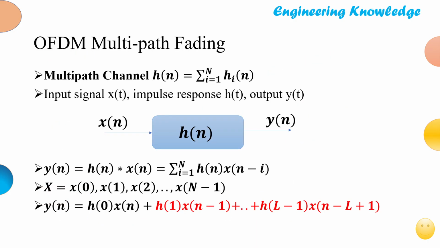There is one another problem that occurs in OFDM systems, and it is called intercarrier interference. So suppose we modeled the multipath channel in our previous example.